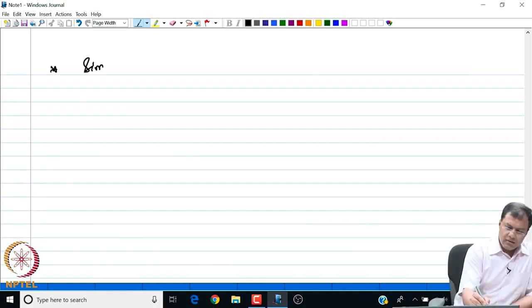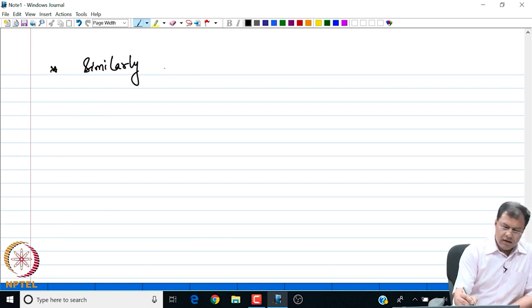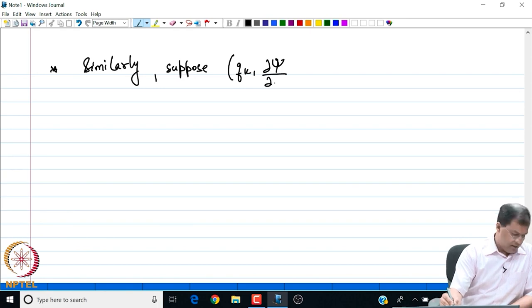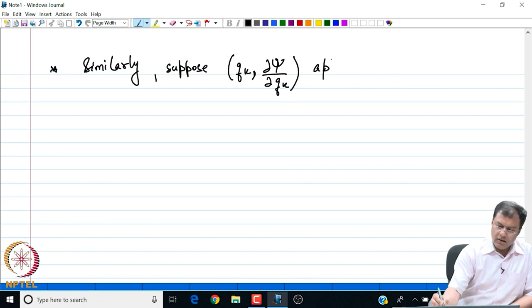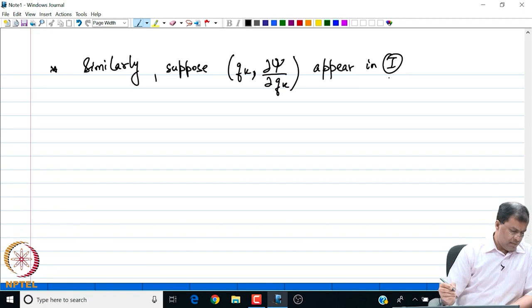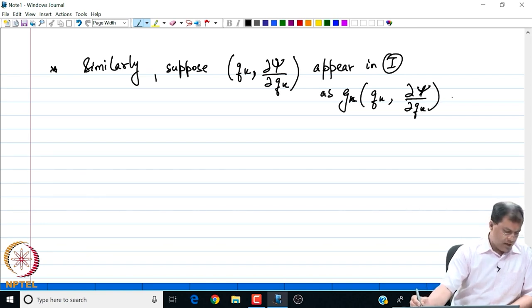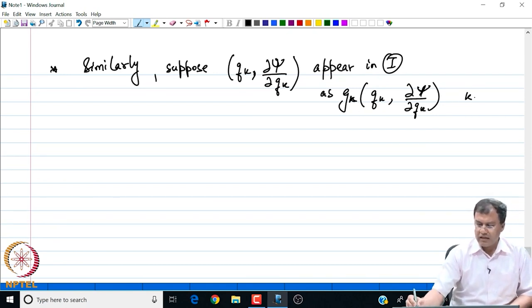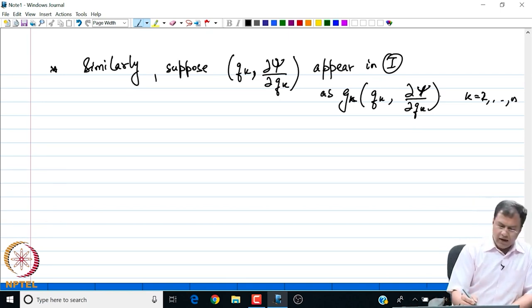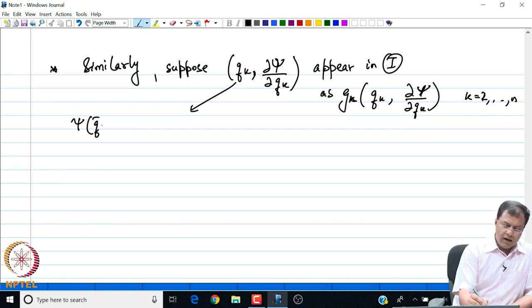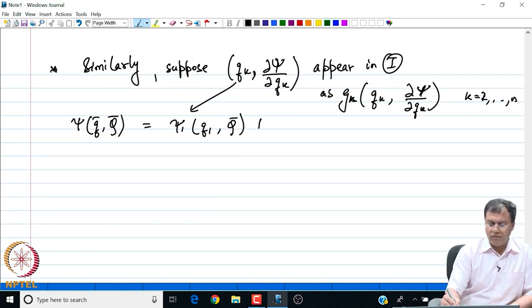Similarly, suppose q k, comma del psi del q k, appear in 1 as the functional form g k of q k comma del psi del q k, right. And so, they appear as the functional form g k, where g k's are all known from k equals 2 to n for each of the cases. And from here, I can deduce that psi of q bar comma capital Q bar can be written in the form of psi 1. We are saying that we can continue our separation of variables to all the dimensions, to all the possible components of the dependent variable.